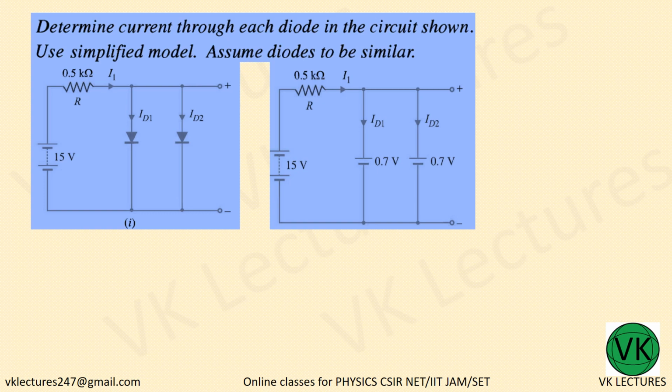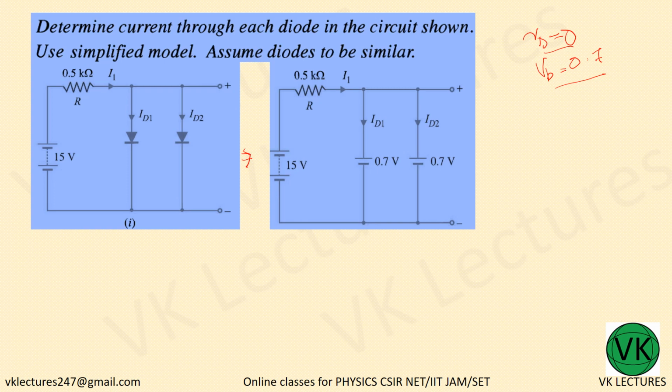First of all, according to the simplified model, that means no resistance, RD equal to 0, and VB, the barrier voltage, equal to 0.7. Now replace these two diodes with RD equal to 0 and VB equal to 0.7 volt. So we get the equivalent voltage source or the equivalent circuit as given in the question.